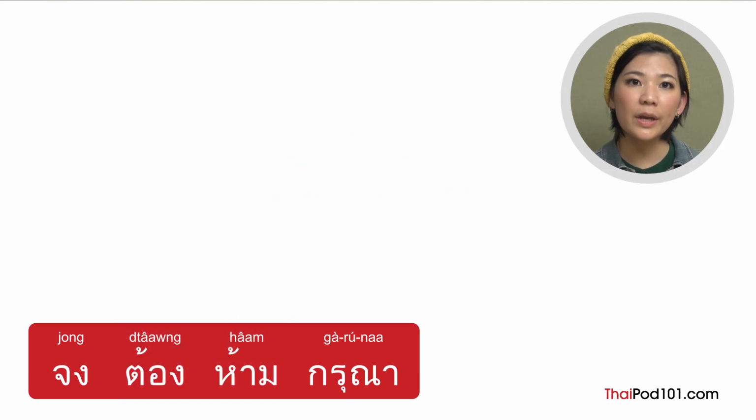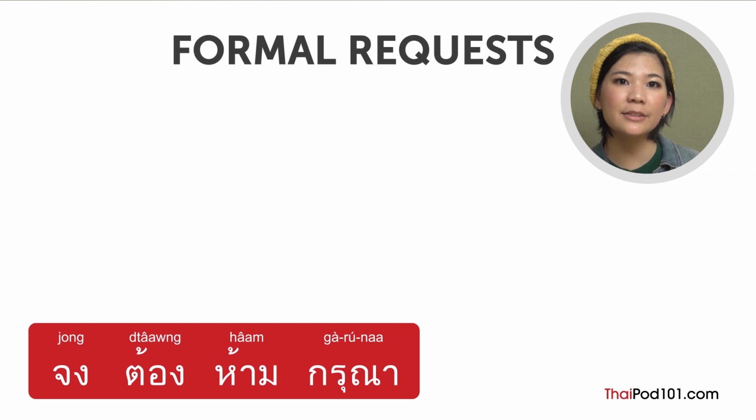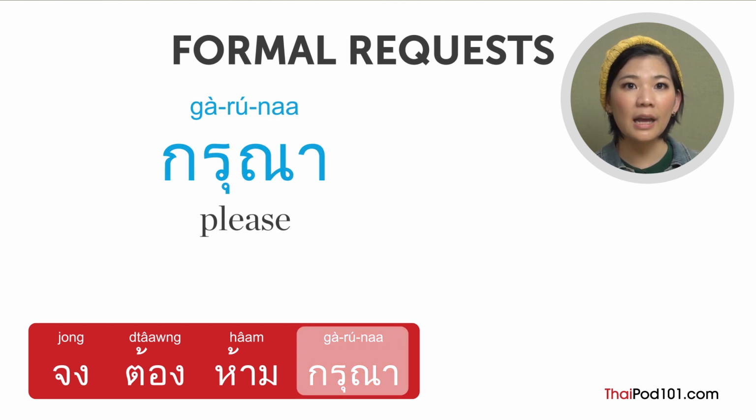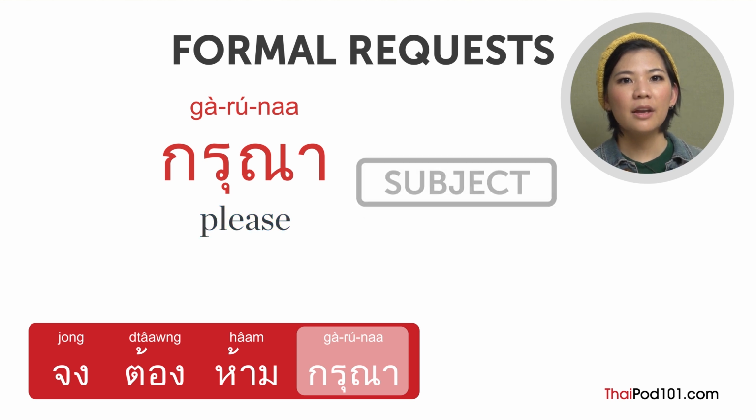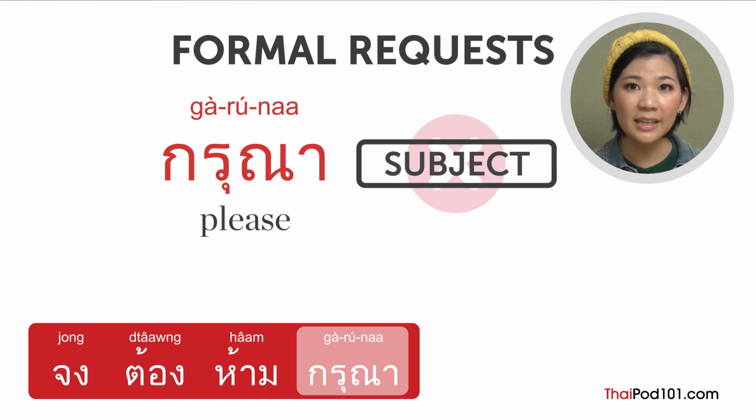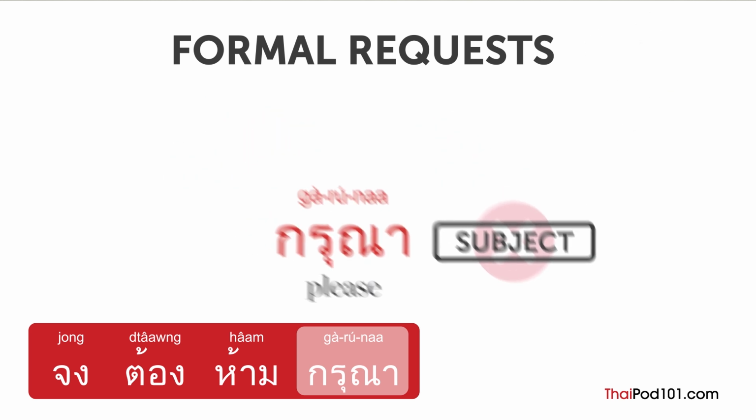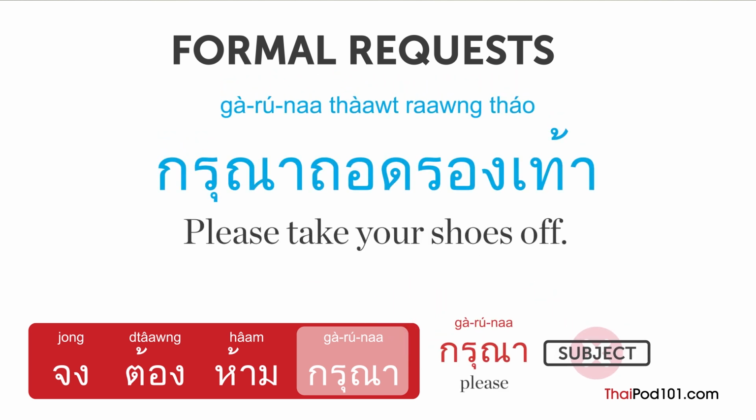A more formal way of requesting something is to use the word Garuna. This is like saying please in English. You need to leave out the subject noun when using this word. For example, กรุณาถอดรองเท้า Please take your shoes off.